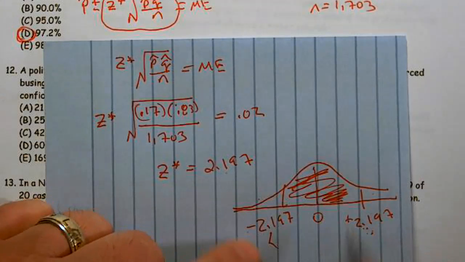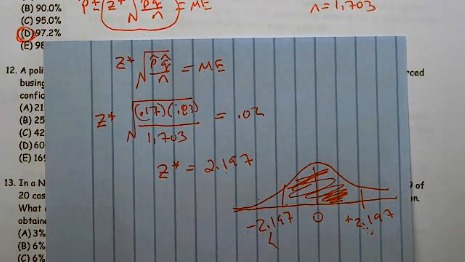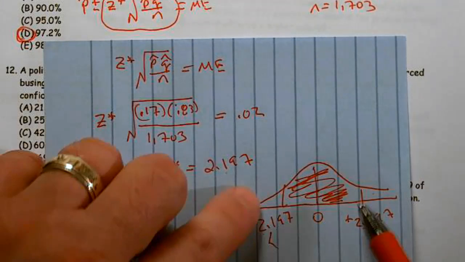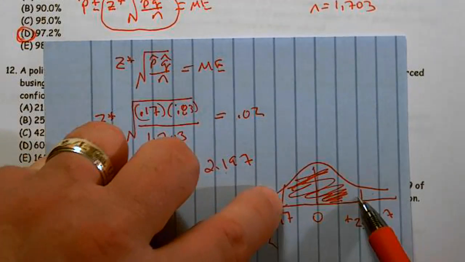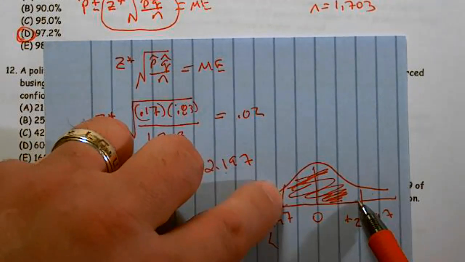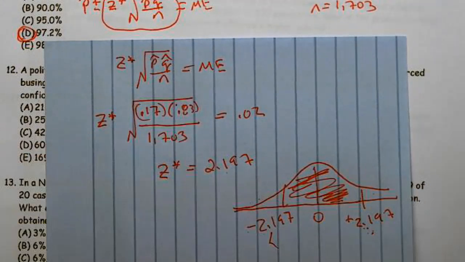And then we use the norm CDF to find the area, or the amount of values, or the probability of a value lying between there. And that takes the calculus interval, and that gives me 97.2%. 97.2% of values lie within that interval.